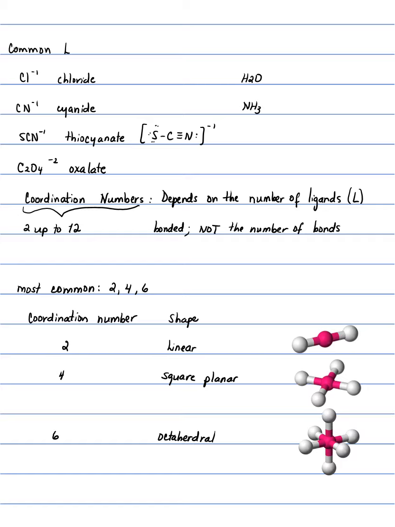So here we have more specific ligands. We have common ligands, and these are just some of them. Then you will see that later I will give you a long list of ligands arranged in a specific order, which we're going to be using to find out some information about these coordination compounds. So we have ligands or Lewis bases here, the chloride, cyanide, thiocyanate, oxalate, which we already saw, water, ammonia.